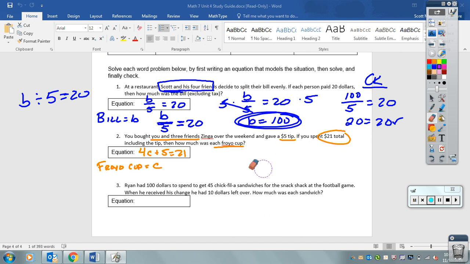Let me erase it and rewrite it so I have some space. 4C plus 5 equals 21. Minus 5, minus 5. 4C equals 16, divided by 4, divided by 4. C equals 16 divided by 4, or $4. So it looks like it's $4 per cup.